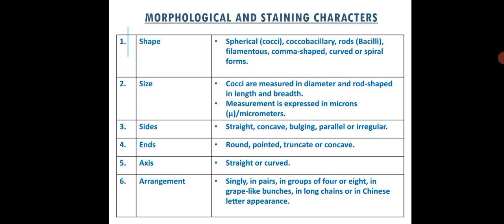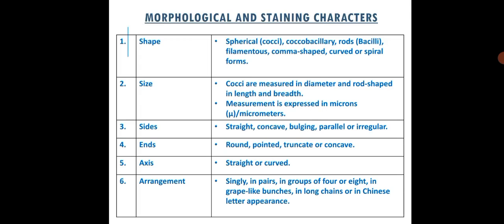Various morphological and staining characters include shape that can be spherical, coccobacillary, rods, that is bacilli, filamentous, comma-shaped, curved or spiral forms. Size, where cocci are measured in diameters and bacilli in length and breadth. Measurement is expressed in microns or micrometer. Sides that can be straight, concave, bulging, parallel or irregular. Ends can be round, pointed, truncate or concave. Axis can be straight or curved.